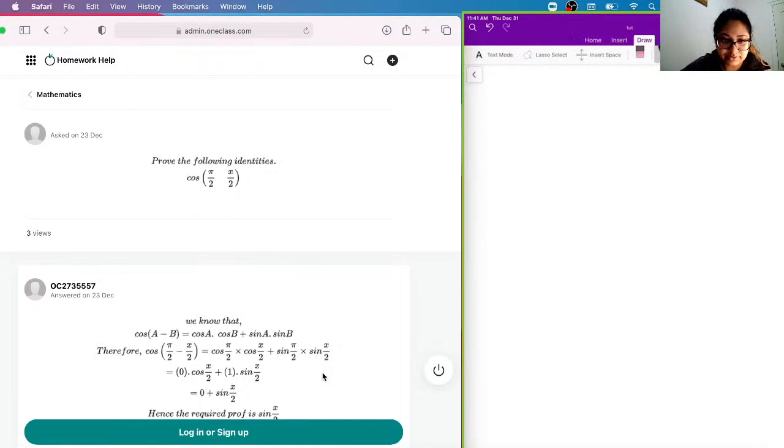Okay, so our third question here says, prove the following identities. We're supposed to prove cos of pi over 2 minus x over 2 equals sine of x over 2. And so the solution would be as follows.